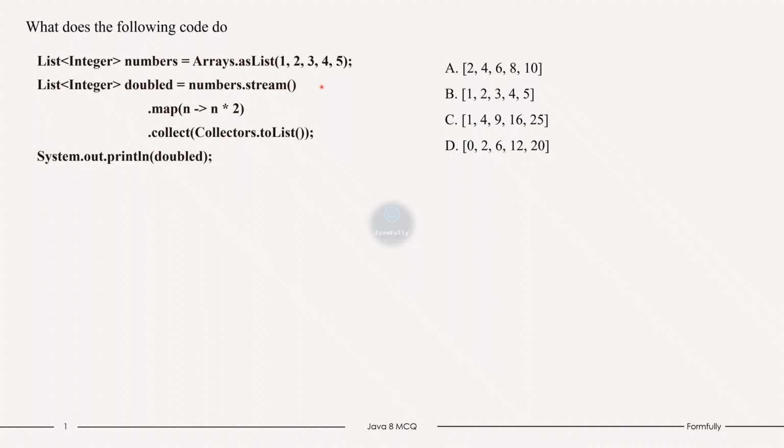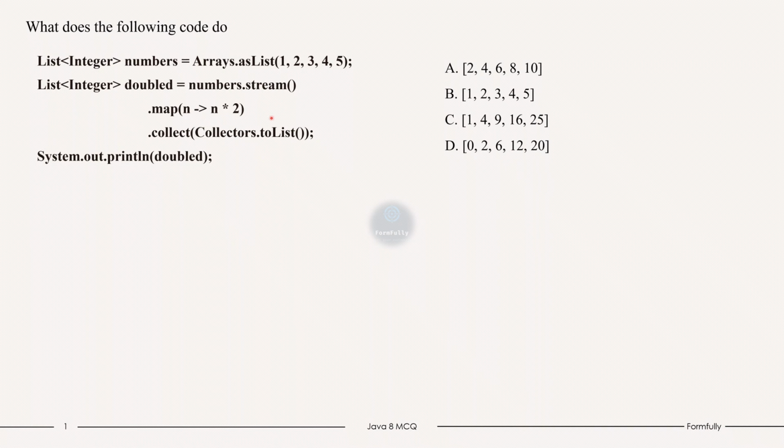Then we have the second step, converting the list into a stream. The stream method is called on the list, which creates a stream from the list of numbers. We know that a stream in Java is a sequence of elements that can be processed in a functional way using operations like filtering, mapping, etc.